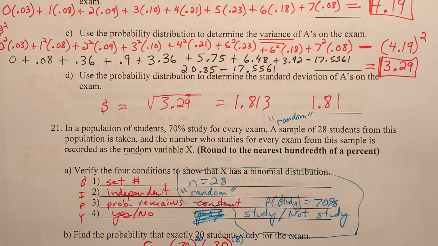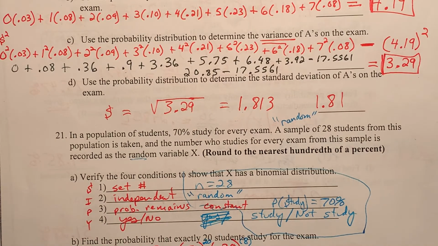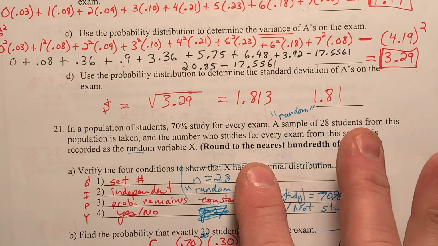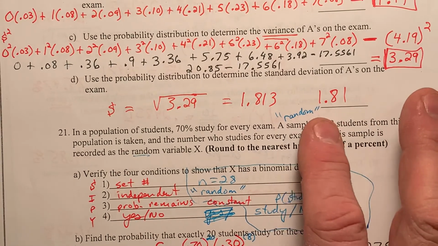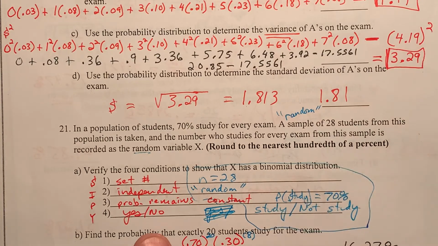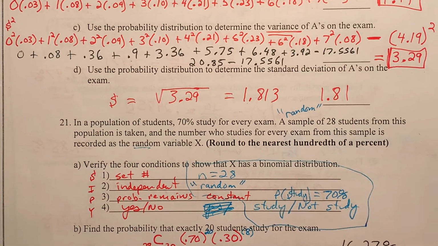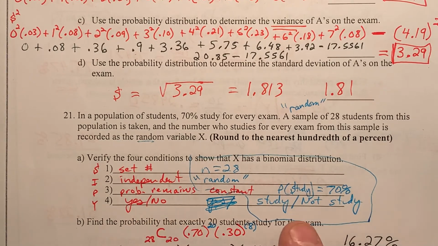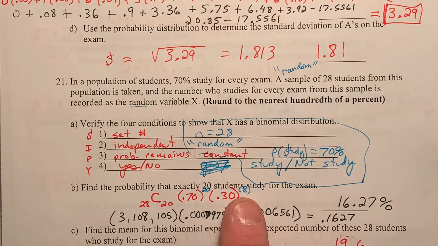All right, 21, determine that it is a binomial distribution. So SIPI, set number, there is a set number, 28. Independent, the word random should be in there. It'll be in there in the test. The word random will be there. Probability remains constant at 70%. And yes, no question, yep, study or not study. And so this first one says exactly 20 students.